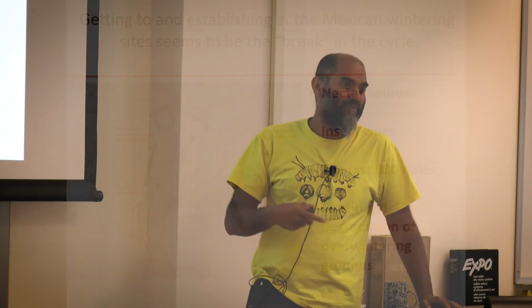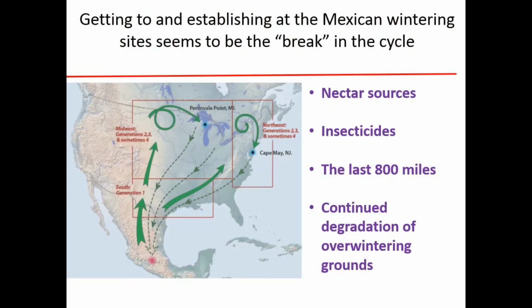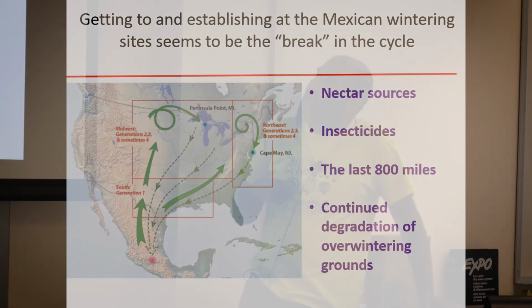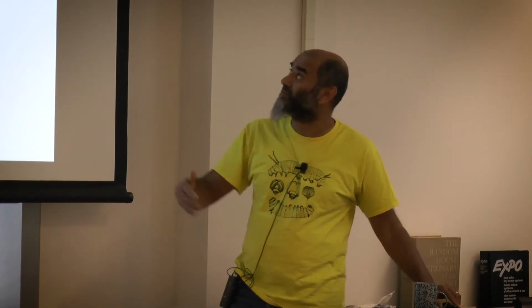I'll just end with saying that our own research in my lab, and a lot of that was conducted by Hidetoshi Inamine, who's here in the audience today, suggests that milkweed is not what's limiting the monarch butterfly's population and is not what's causing it to decline. Getting to and establishing at the overwintering sites in Mexico seems to be the break in the cycle. We don't know what the cause is. It could be many things.